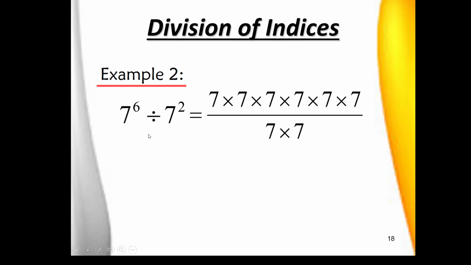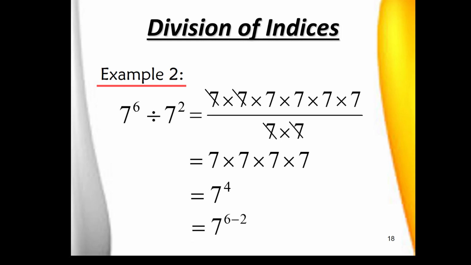Okay, next one, 7 power 6 divided by 7 power 2. Again, you divide 7, divide another 7. So now you are left with 4 sevens, and 4 sevens written as 7 power 4. But if you are doing an indices question like this, you are not going to list everything out. This one is just to show you why it's 7 to the power 4. When you are doing the sum, you just do it this way. You just say 7 raised to the power of 6 minus 2, which is 7 to the power of 4.